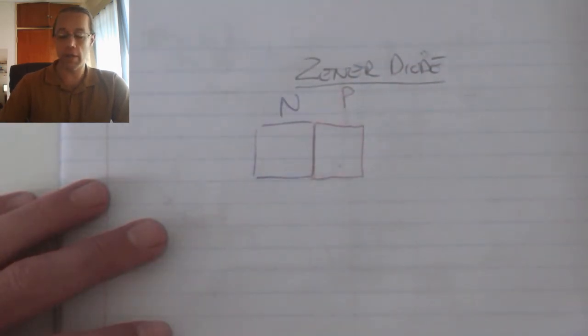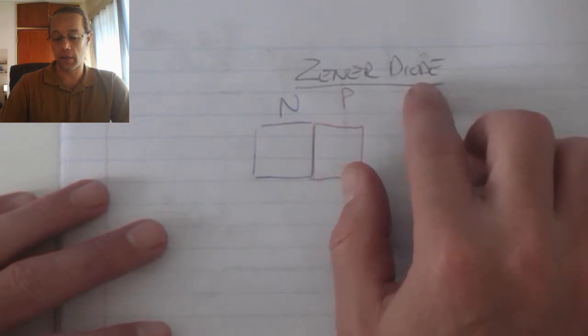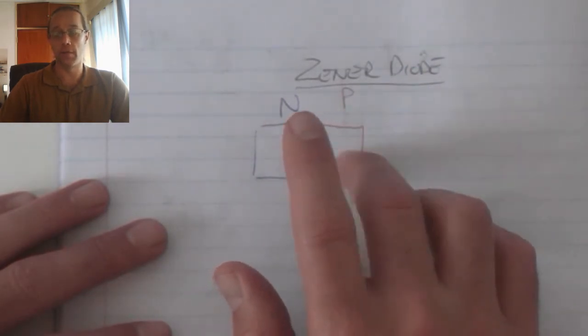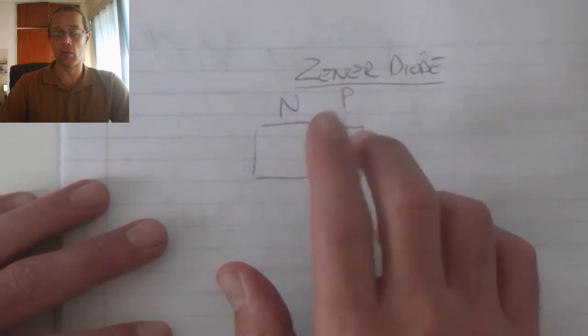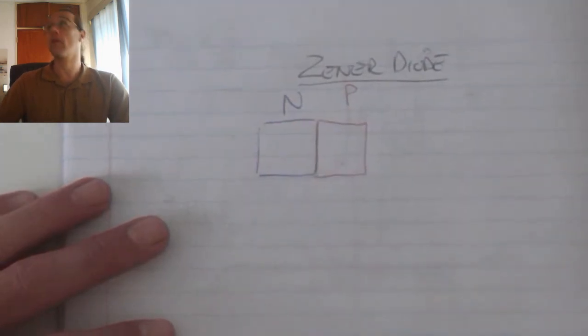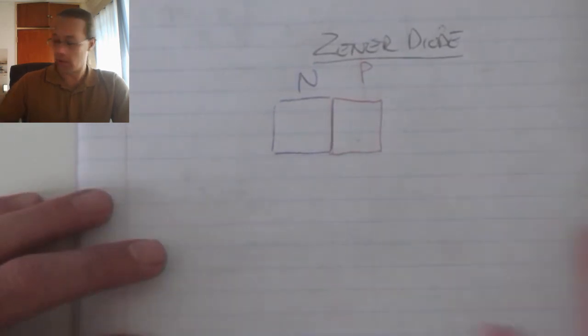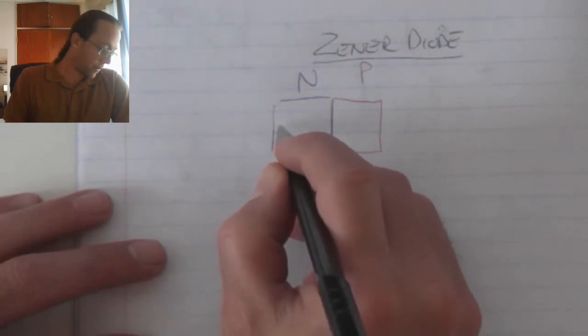in the middle. The difference, however, with the Zener Diode is that the doping levels of my n and p-type material are different to that of my normal diode. That will result in special characteristics which we'll look at in a moment.